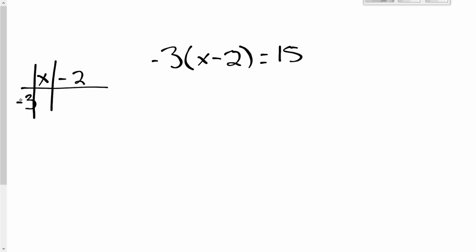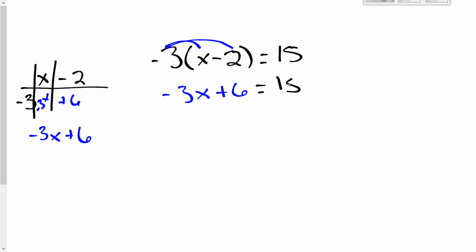Okay, now I have to just multiply. Negative 3 times x is negative 3x. And then negative 3 times negative 2 is a positive 6. Now that leaves me with negative 3x plus 6. All right, so that's actually what all this equals with the distributive property, even if you went this way right here. That leaves me with a negative 3x plus 6 equals 15.